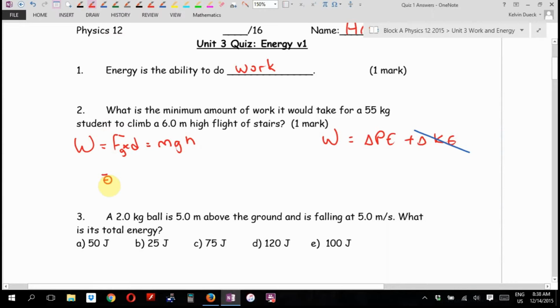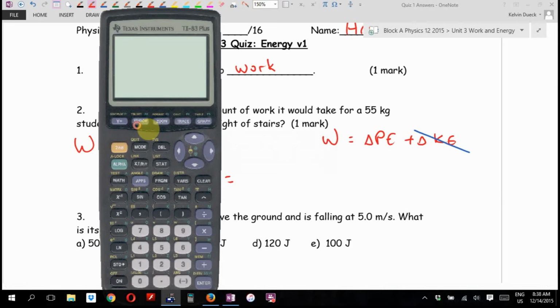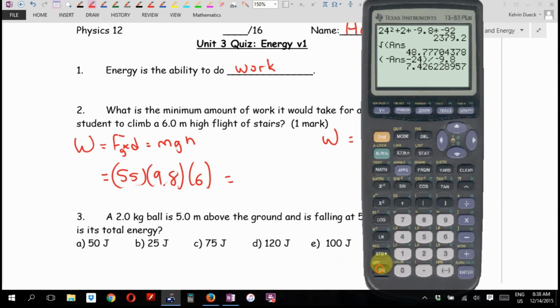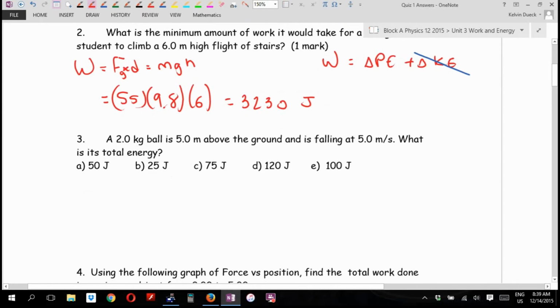All right, so it's going to be mass 55, g 9.8 times 6. 1 mark apparently for this. 55 times 6 times 9.8. Do you get 3,324? Sorry, 3,234. I think I flipped those. 3,234. Although I'm going to go to 3 sig figs because that's what we've decided we're going to go to. So I'm going to go 3,230 joules. Half mark for the equation. Half mark for the answer, but if you got the right answer, full marks.